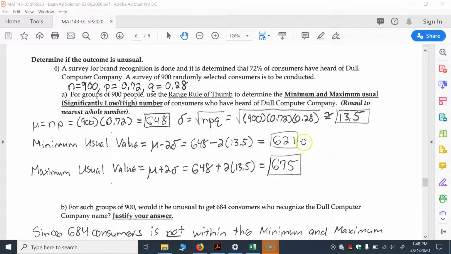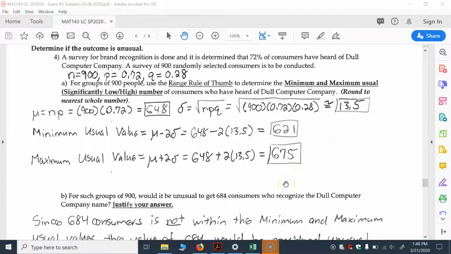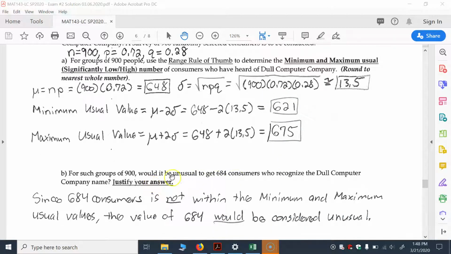If a value is in between those boundary values, it's not considered unusual. Outside those two values, it would be considered unusual. So in groups of 900, would 684 be unusual? It would be, right? 684 is larger than this maximum usual value of 675. That would be considered unusual.